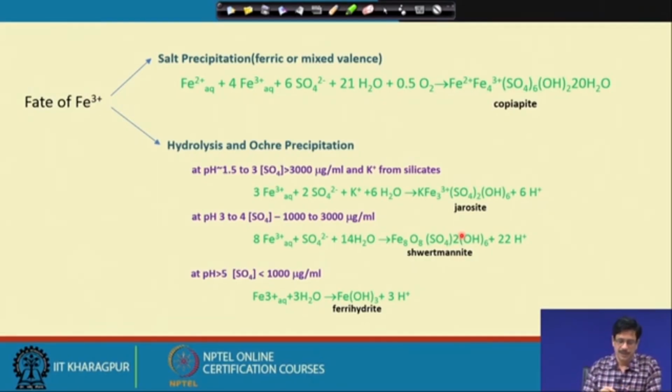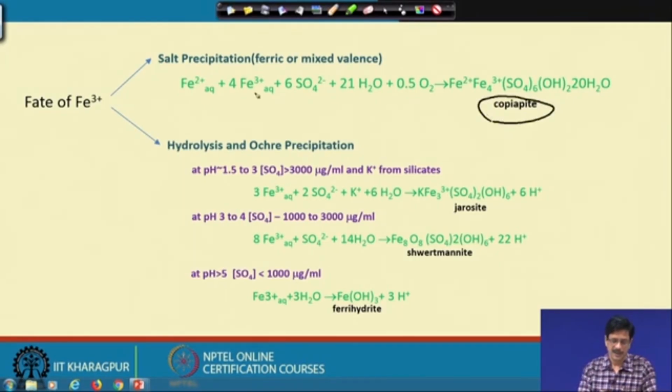Either it could undergo some precipitation of salt, ferric or mixed valence state, like the mineral copiapite which we just saw, which forms from the Fe3+ ion in a situation which could be represented by a reaction like this. So, this is a simple salt precipitation in which it could be in both 2 plus and 3 plus state. So, it could be a mixed valence state.